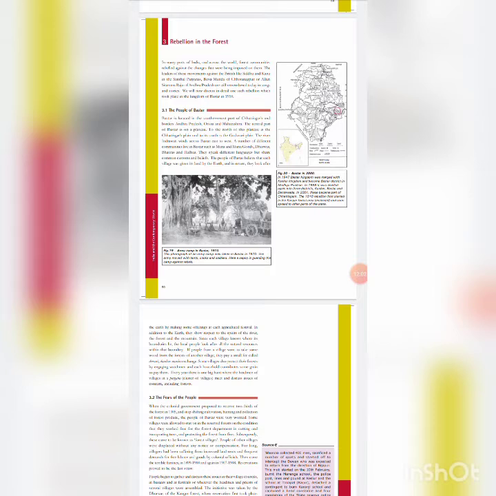The people of Bastar. Bastar is located in the southernmost part of Chhattisgarh and is bordered by Andhra Pradesh, Odisha and Maharashtra. The central part of Bastar is on a plateau, to the north is the Chhattisgarh plain, and to its south is the Godavari plain. Different communities live in Bastar, such as Maria, Muria, Gond, Dhurwas, Bhatras, and Halbas.